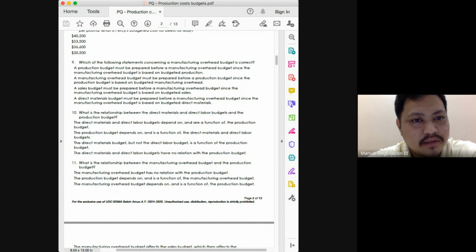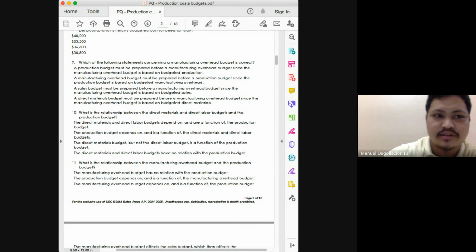A manufacturing overhead budget must be prepared before a production budget. That's wrong. A sales budget must be prepared before a manufacturing overhead budget, since the manufacturing overhead budget is based on budgeted sales. The first part of the statement is correct, but your manufacturing overhead budget is not based on budgeted sales, it's based on your production budget. A direct materials budget must be prepared before a manufacturing overhead budget, since the manufacturing overhead budget is based on budgeted direct materials. Again, that is also incorrect.